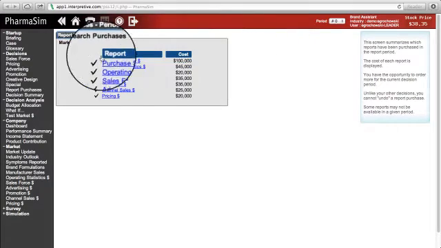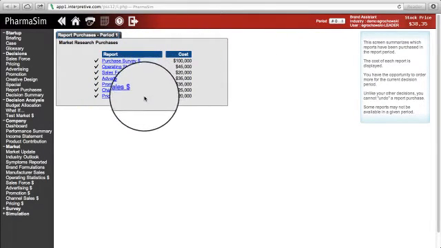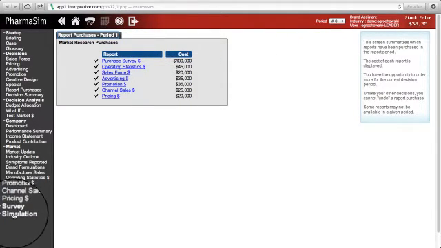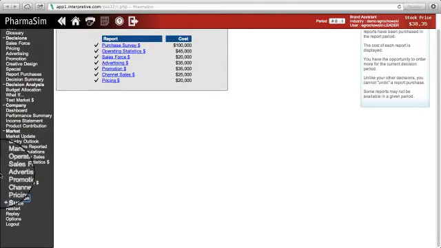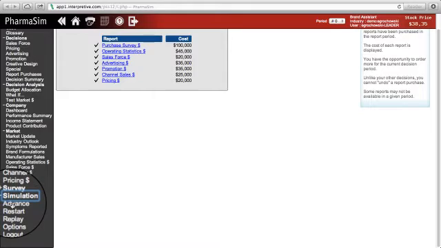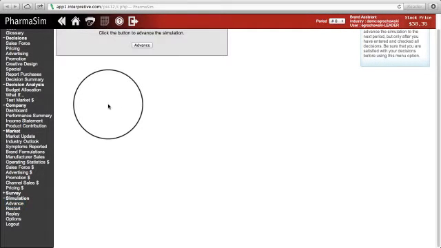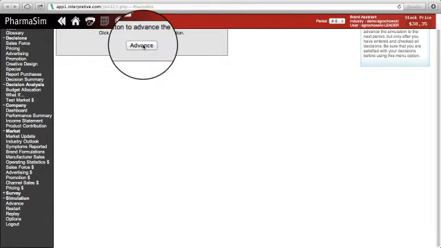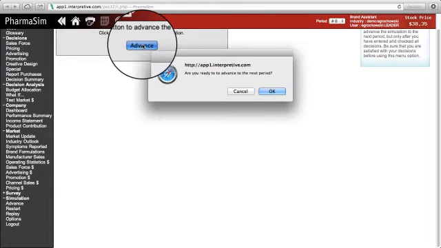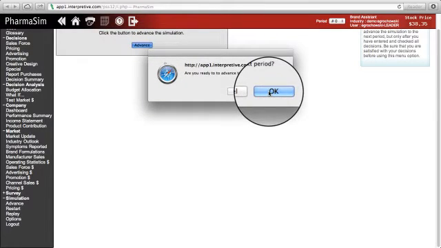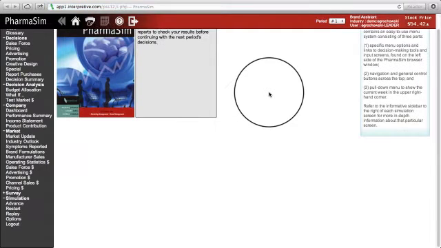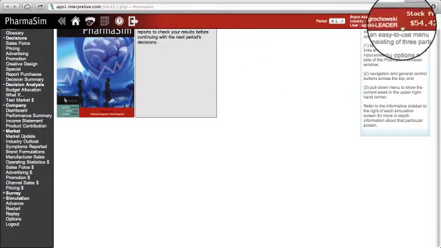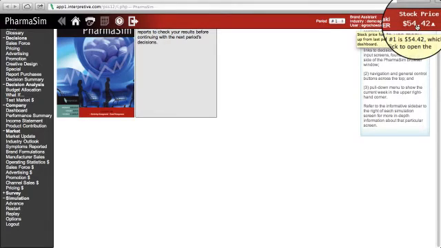So here under report purchases, it tells me how much each report is. And so if I want to advance the simulation, I'm done making decisions, go to simulation, click on advance. Click the button to advance the simulation. Advance to the next period, click OK. You'll see that I was quite successful that period. My stock price went up to $54.42.